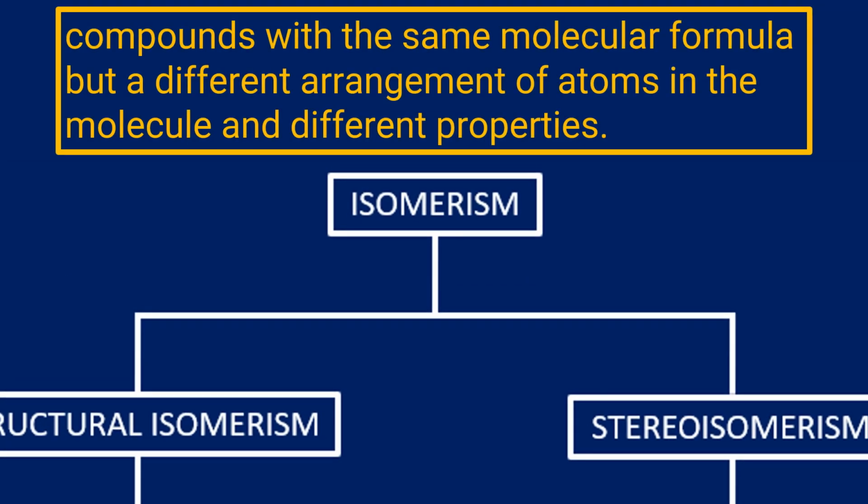First off then, definition for an isomer. An isomer is compounds that have the same molecular formula, in other words, the same number and type of atoms. However, they are arranged differently, and that gives the molecules different properties.